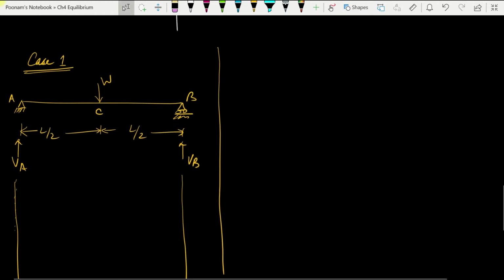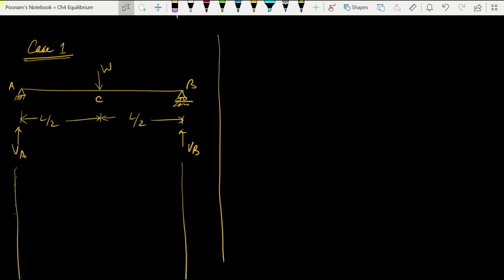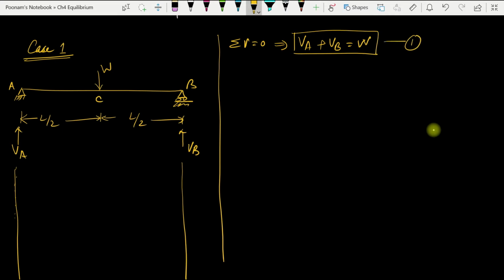So let us start with the calculation of support reactions, application of equilibrium equation to this beam. If I apply the first equation of equilibrium, which says that all the vertical force is equal to 0, I'll get VA plus VB is equal to W. This is my first equation. Now I have two unknowns here, so I cannot find the value of VA or VB only from this equation. I need one more equation.